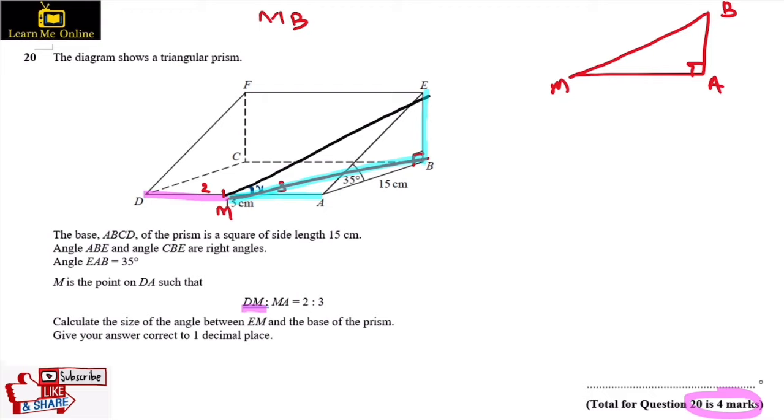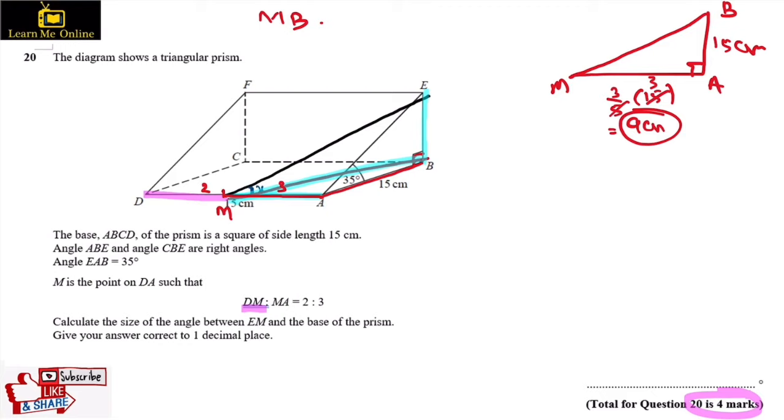Now, what do we know? From here to here is 3/5 of 15. So we find out what this length, M to A, is, and it would be 3/5 of 15. M to A would be 9 centimeters. So this is 9 centimeters. Then what else do we know? We know the length from A to B, which is 15 centimeters because it's a square, so that's 15 centimeters.